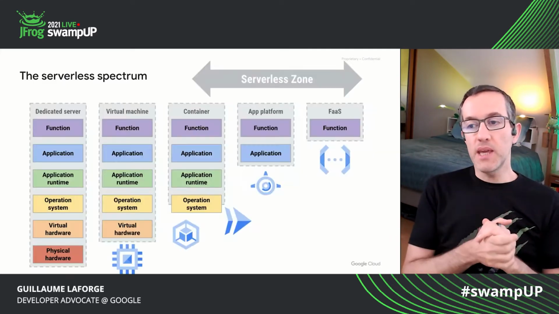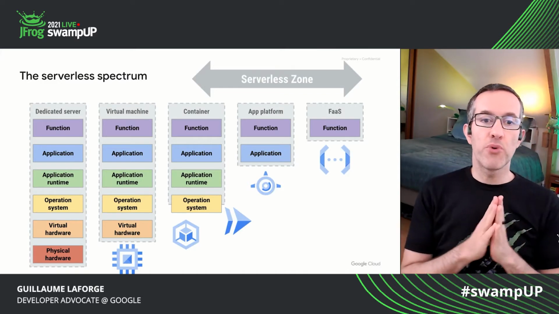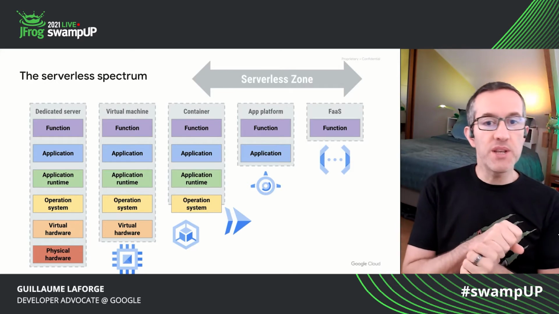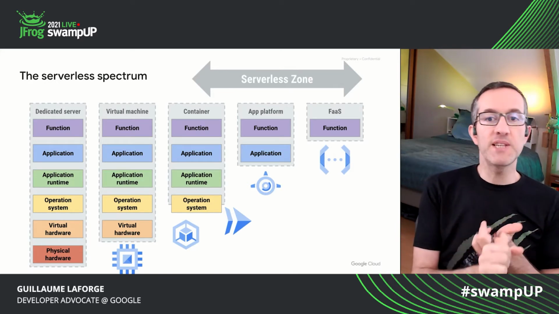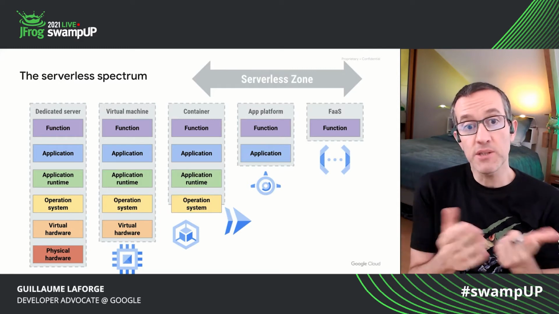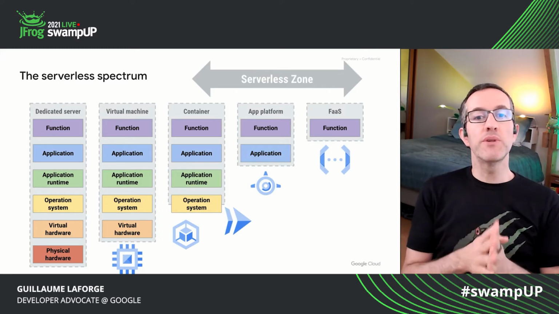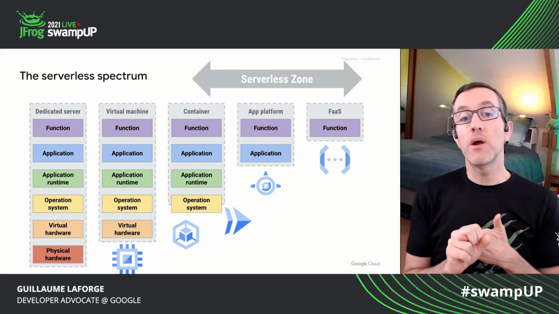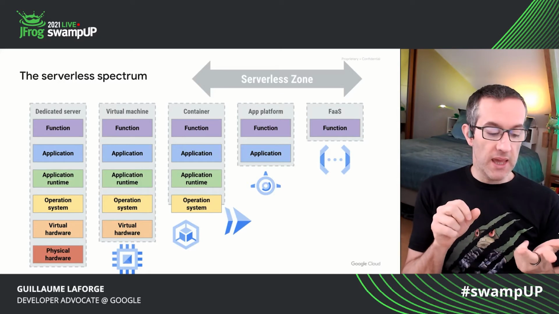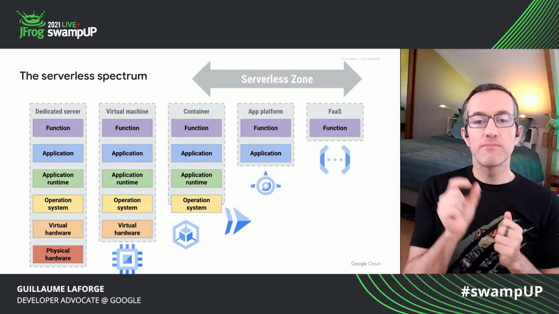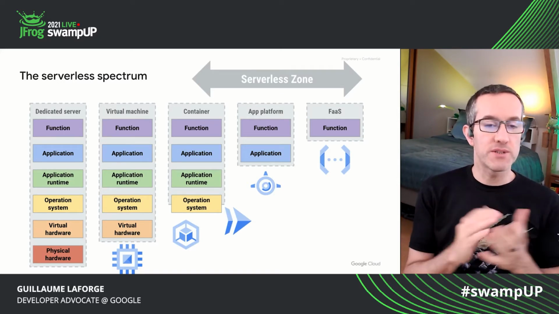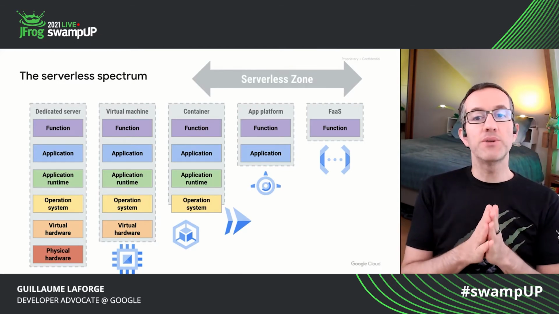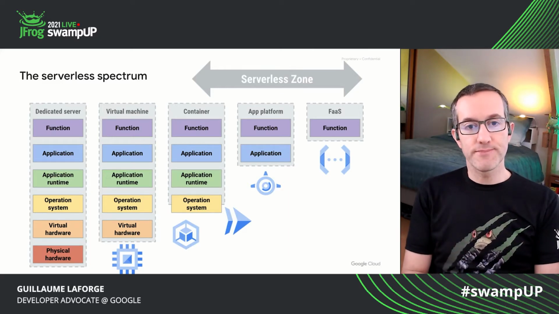If you look at the spectrum of products offered by Google Cloud, you have things like Compute Engine for VMs, you have Kubernetes Engine for orchestrating containers. And in the serverless zone, you'll find products like Cloud Run for containers, App Engine for web apps, mobile backends, and Cloud Functions for smaller, small-grained functions of business logic. Today, we're going to focus on Cloud Run, which allows you to deploy containers in a serverless fashion.